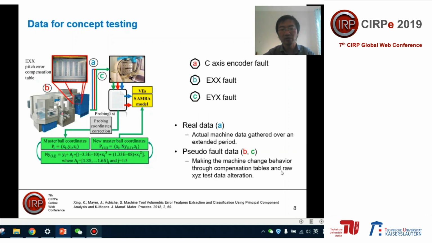Another approach is we modify the raw testing result. The frequently measured result will be processed by those equations to introduce the EYX errors into the original machine data and to generate the pseudo fault. So in the end, three kinds of faults are used for the concept testing.